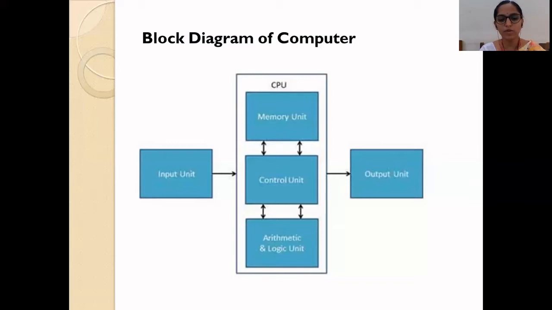The third unit is the control unit. With the help of the control unit, all the functions of a computer are controlled. All devices or parts of a computer interact through the control unit. Next is the arithmetical logical unit. This is called the brain of a computer, where all mathematical operations and logical operations take place.